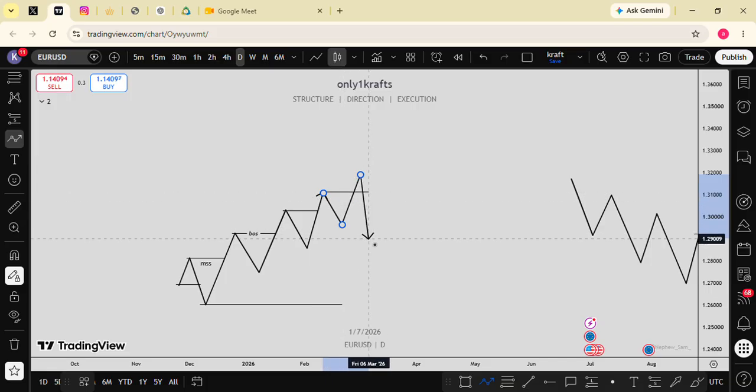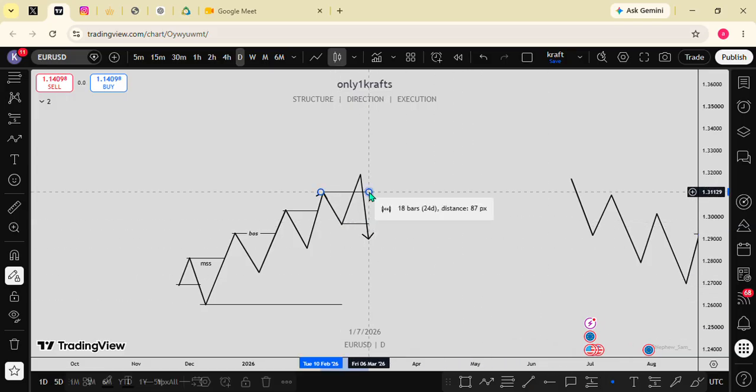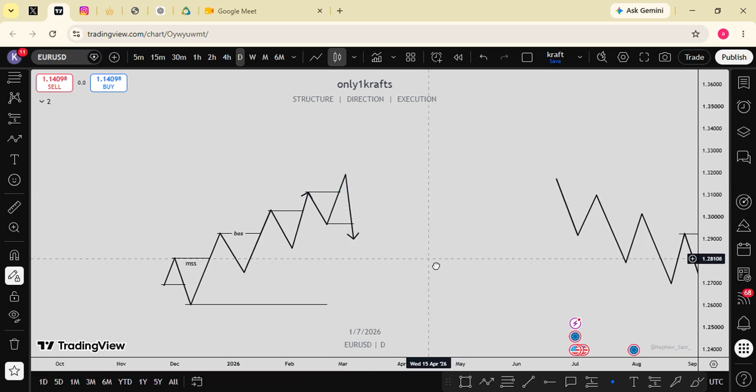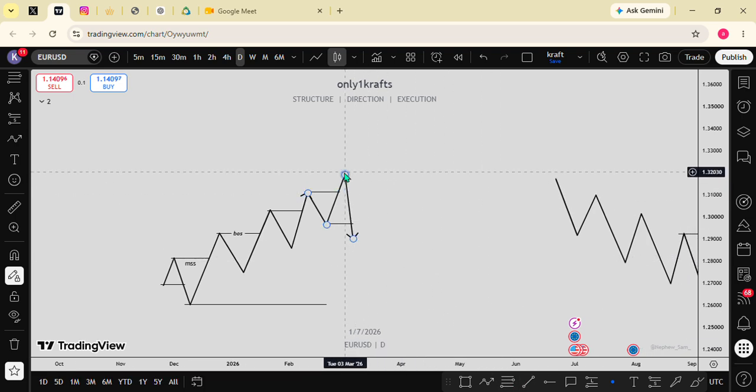Then we add something like this. Now this is a market structure shift. Why? Because we started breaking it to the downside again. Now where will be our range high and range low? This is the range high.